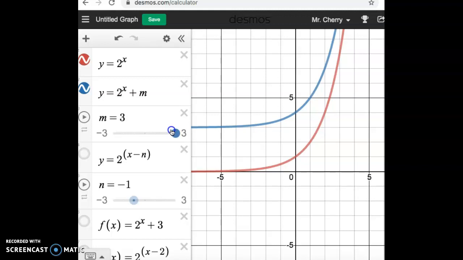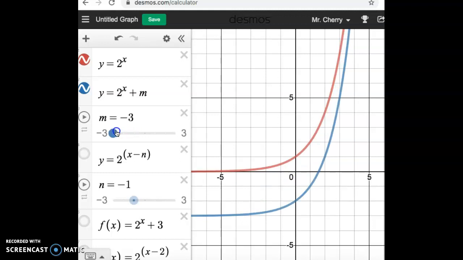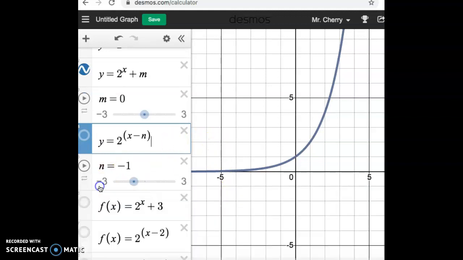And again, we could think about the same way. If we go back to 0, what happens to the graph y equals 2 to the power of x when we take something away? How does it shift? How does it change? So if you would, just really quick in your notes, write down how changing the value of m changes where this graph is located.